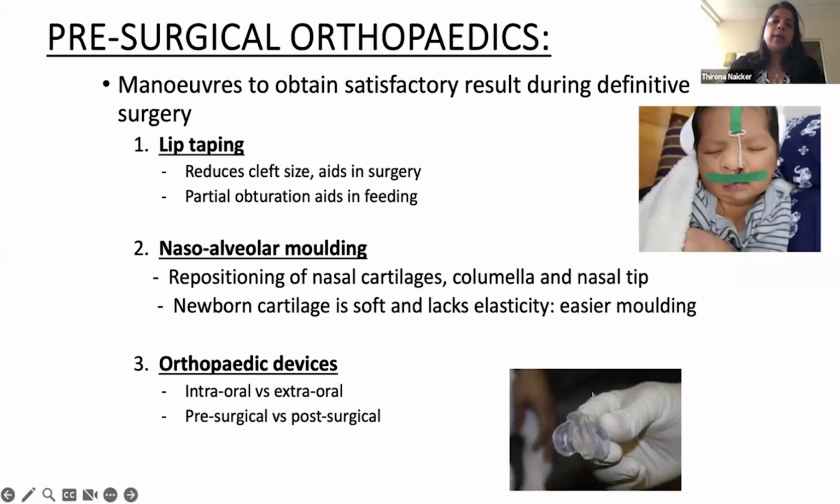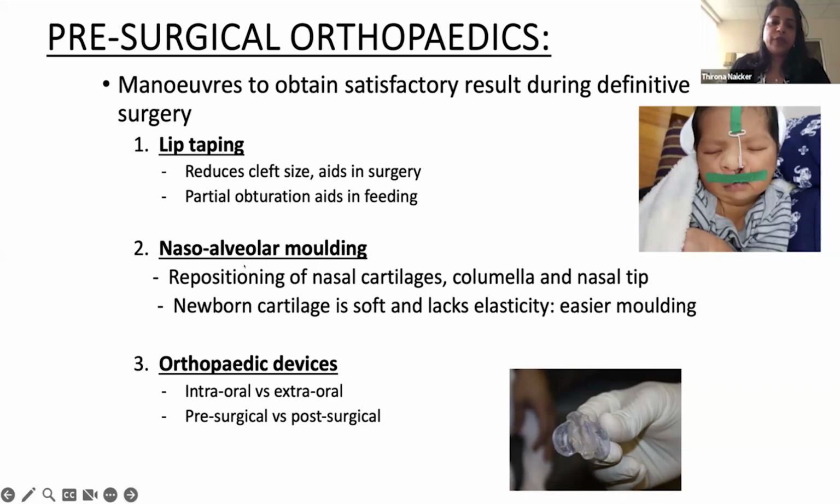Some of the pre-surgical orthopedics or maneuvers that get offered at our clinic, one is lip taping. So you can see here, it's actually the shin splint tapes that we use that are cut appropriately. And what this does is it reduces the cleft size and it actually assists in the final surgery. It also assists by creating partial obturation, so that helps the baby to create a better suck to feed.